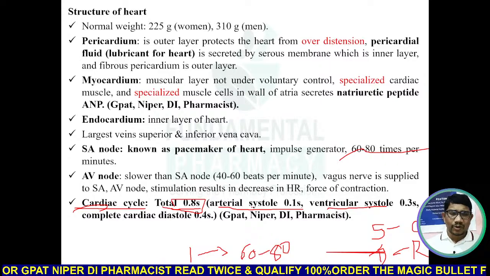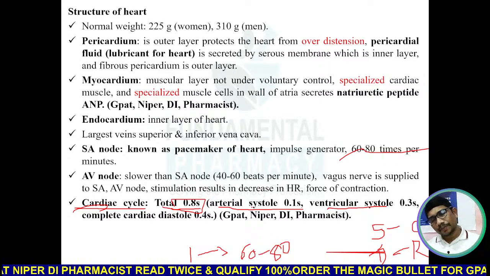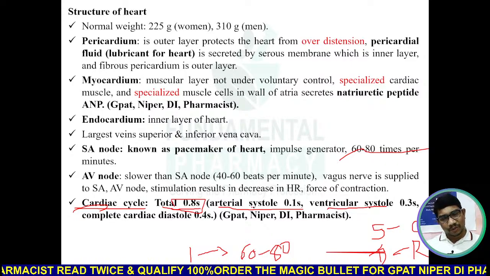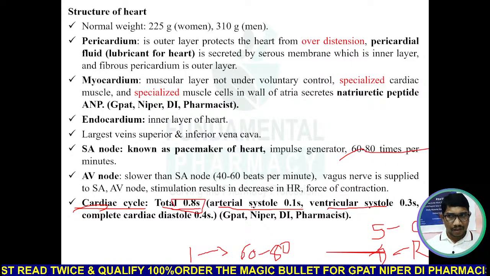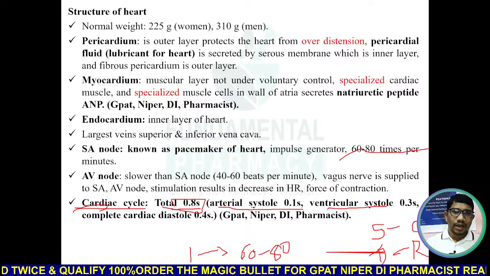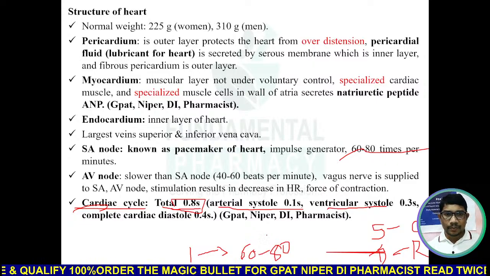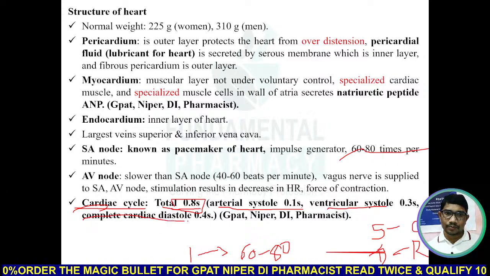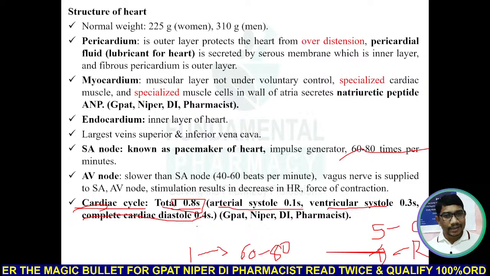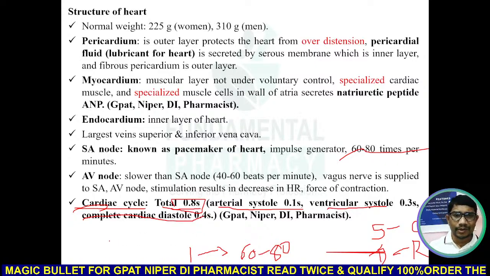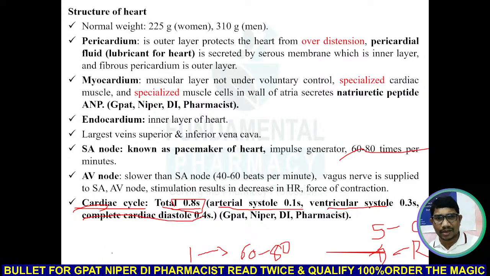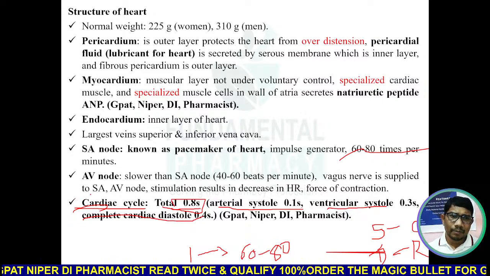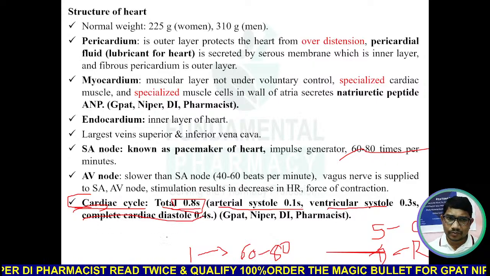Atrial muscle will be contracted in 0.1 second. Then after that, ventricular systole will be there. Ventricles will be contracted in 0.3 second. And the remaining 0.4 second is complete cardiac diastole. Complete cardiac diastole मतलब क्या? यहाँ पे हार्ट आपका रिलैक्स होगा and it will prepare for the next cycle. So this cycle is completed. एक के बाद हार्ट बीट होता है ना, so like that. So one cardiac cycle is nothing but one beat and one relaxation.